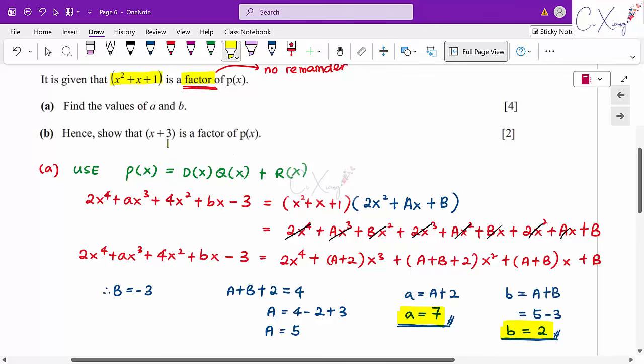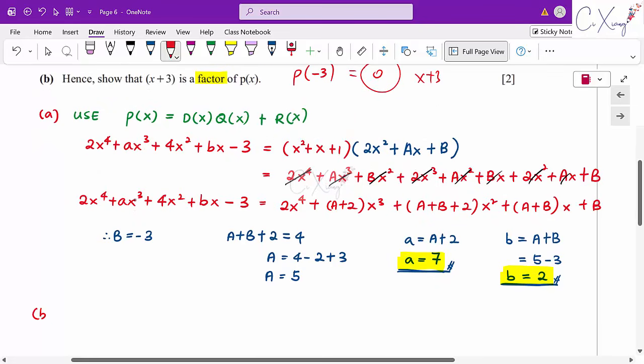So to show that x plus 3 is a factor, we can use the factor theorem. We try to substitute negative 3 into the polynomial. If the answer is 0, then that means x plus 3 is a factor. All right, so to show this, we are using the factor theorem here.